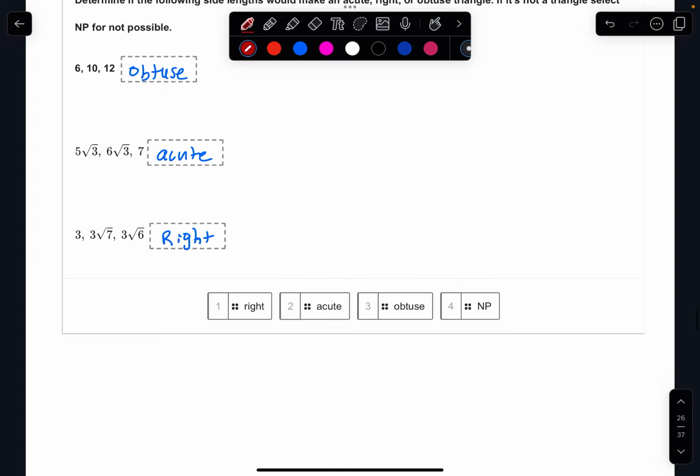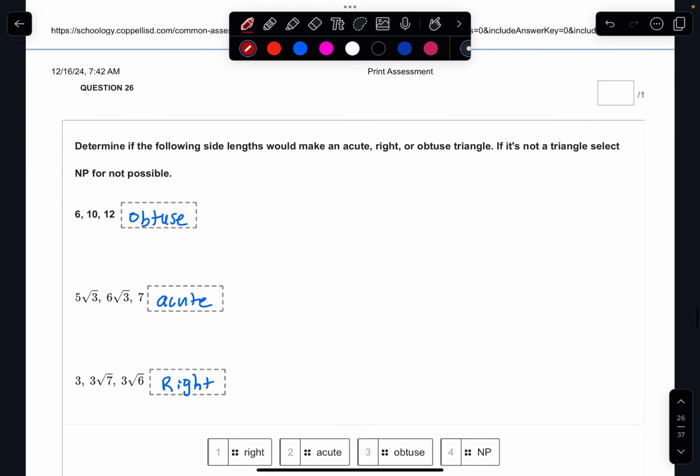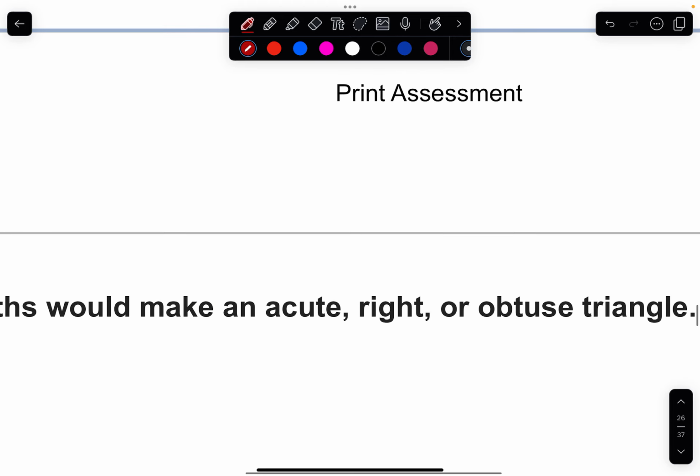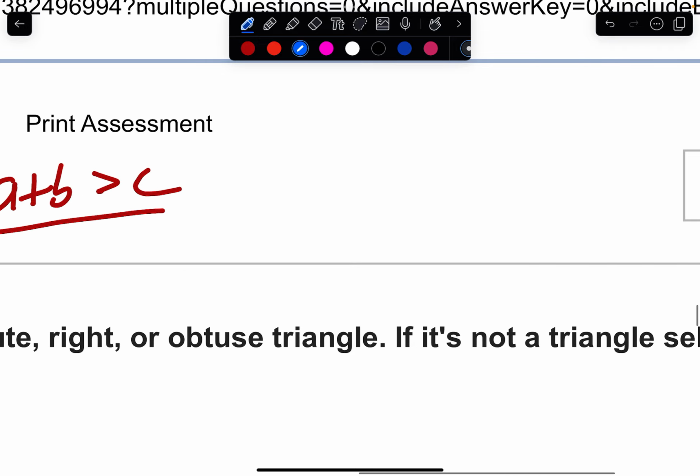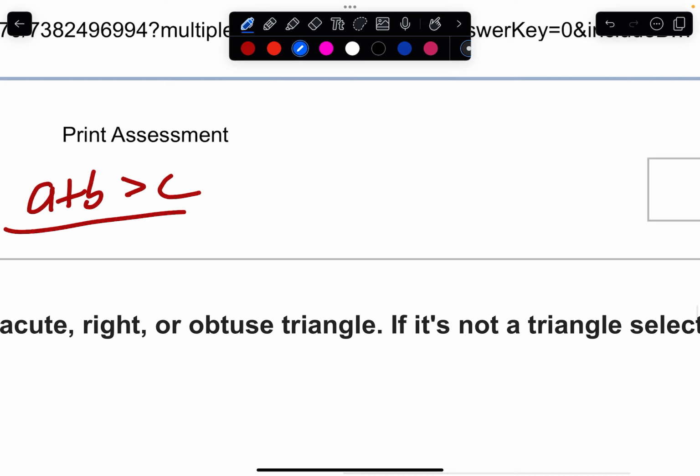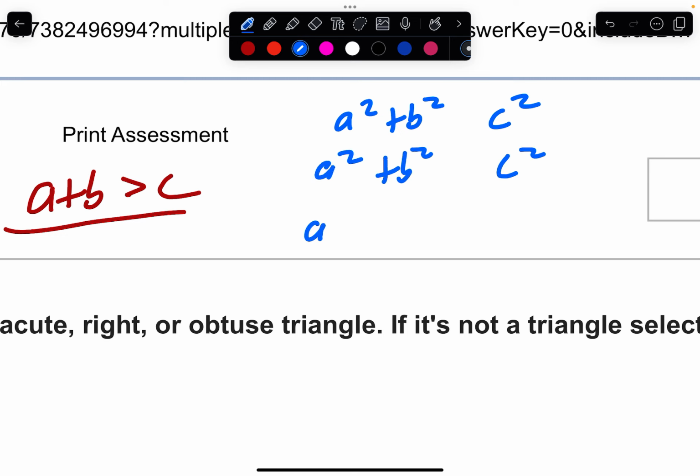There we go. All right, is it right, acute, or obtuse? So remember, there's 2 things we got to check. First, is it even a triangle? That's the check to see if it's a triangle. And then, if it is a triangle, if it passes that test, we have 3 rules. There's 3 rules here. A squared, B squared, and C squared have 3 different things they can tell us.